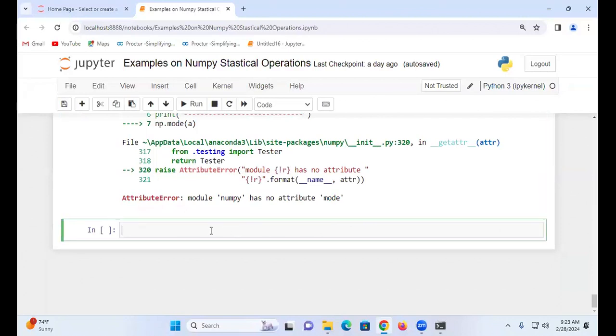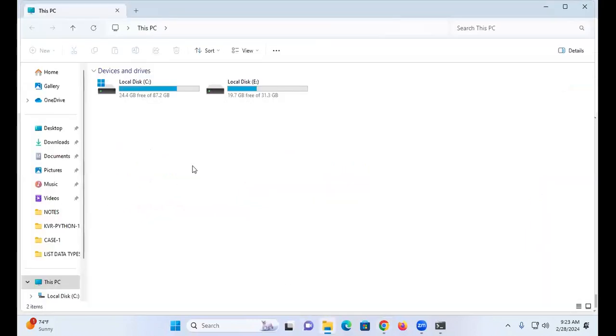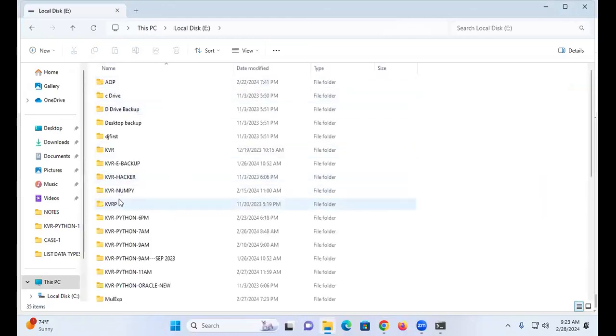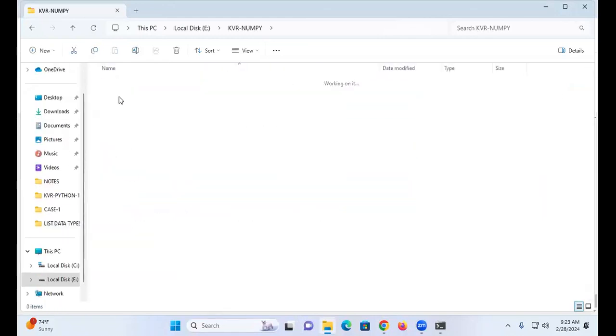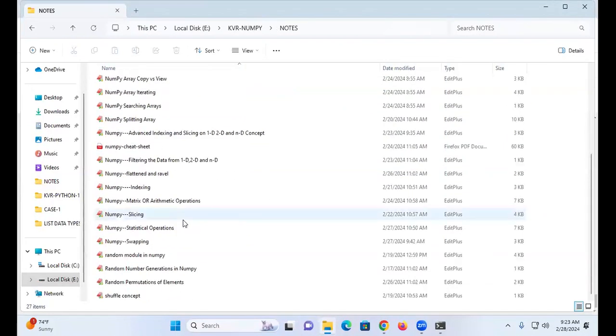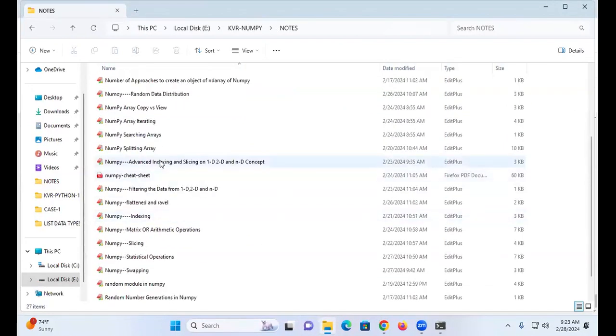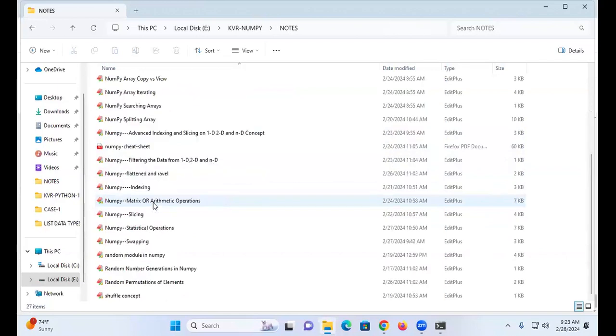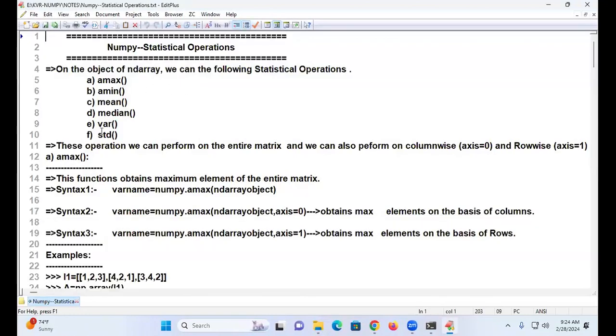Now I need to move further. Next, what is the next function? Even last session, I uploaded the statistical operations notes for you. Did you remember? NumPy statistical operations. It is here. Already this is done, and we are entering into variance. I want to go for finding variance.